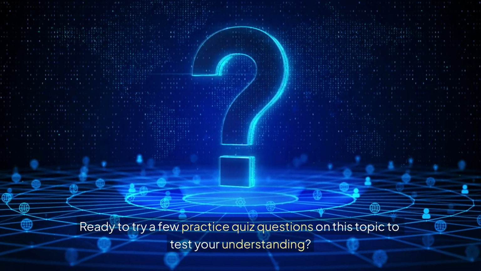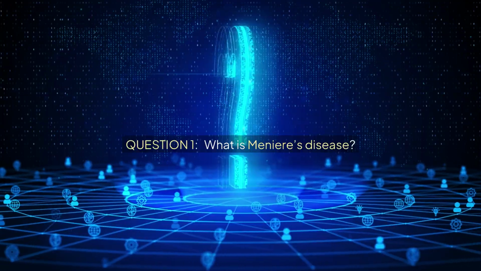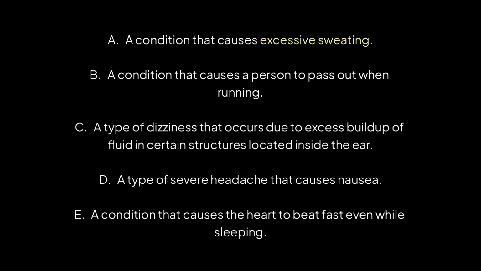Ready to try a few practice quiz questions on this topic to test your understanding? Question 1. What is Meniere's disease? A. A condition that causes excessive sweating. B. A condition that causes a person to pass out when running. C. A type of dizziness that occurs due to excess buildup of fluid in certain structures located inside the ear. D. A type of severe headache that causes nausea. E. A condition that causes the heart to beat fast even while sleeping. The answer is C.